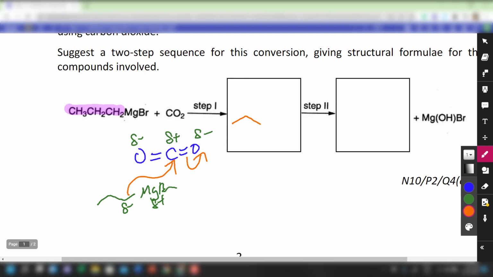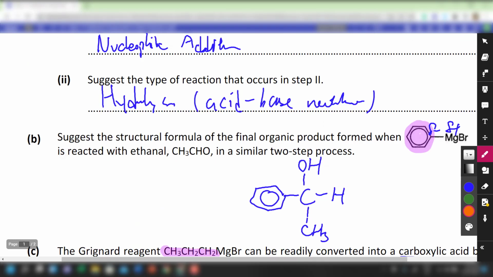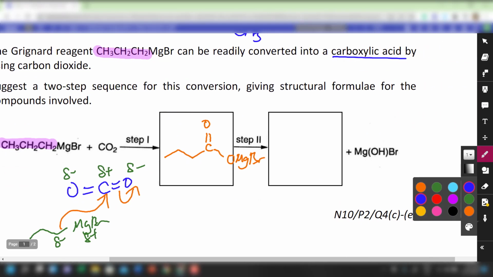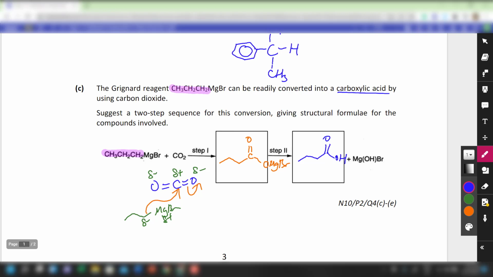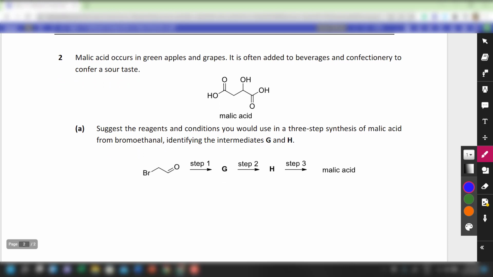Okay, and then bonded to a C double bond O, and then you expect an O minus, but remember earlier on, the O is bonded to MgBr, so I'm just going to write it out as OMgBr. I'm just following what happens above. And then of course the next step is likely to be a hydrolysis step, so I'm just going to draw out the carboxylic acid, OH, and then MgOHBr. Okay, so with that, let us move on to question 2.